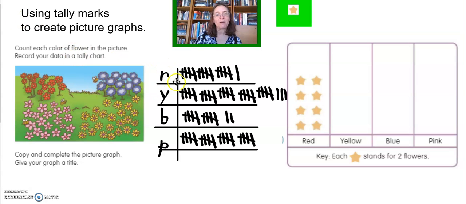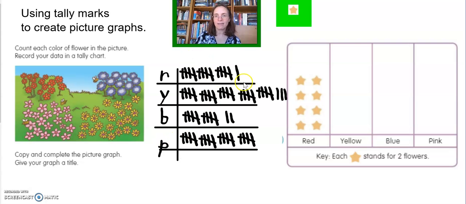So I've got red flowers, and I abbreviated it red. Yellow flowers with the Y. I thought these looked blue to me, so I called them B. And here's the pink ones, P. And remember, mathematicians are really great at using abbreviations, so you feel free to do it too.